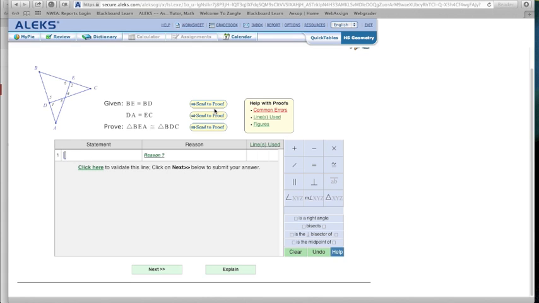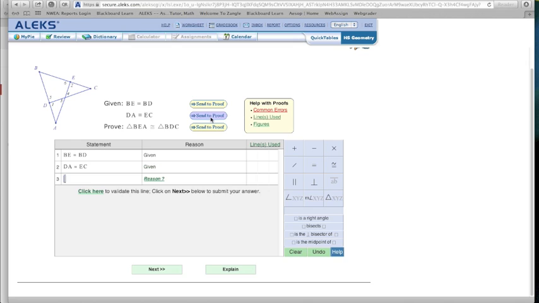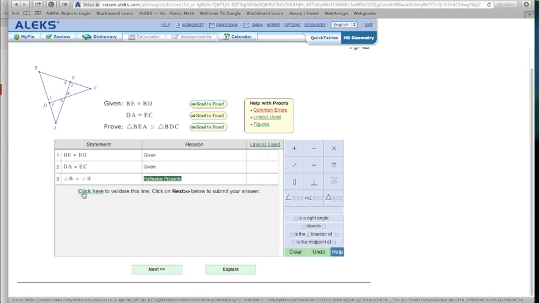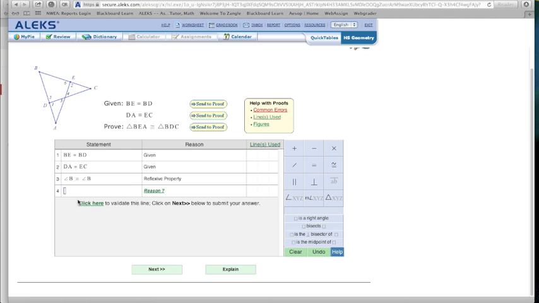The first step in any proof is to send the given information into the proof. So we're going to go ahead and insert the given information. So we have BE equal to BD and DA equal to EC. And then we're going to go ahead and focus on that part that is overlapping. And that part that is overlapping is angle B. So we're going to go ahead and say angle B is congruent to angle B, and that's the reflexive property when something is congruent to itself. We'll go ahead and insert that step.